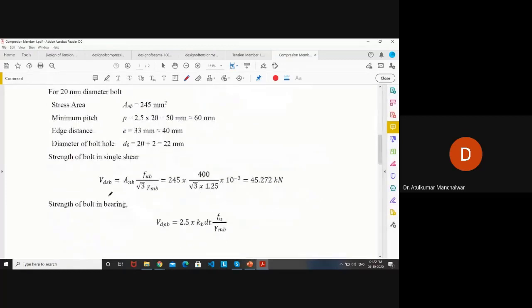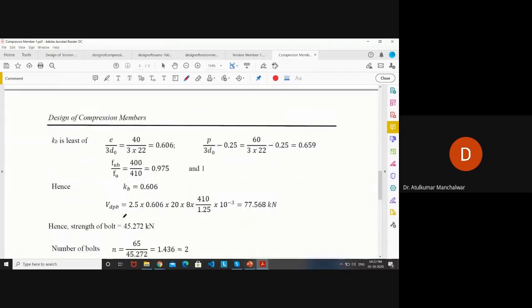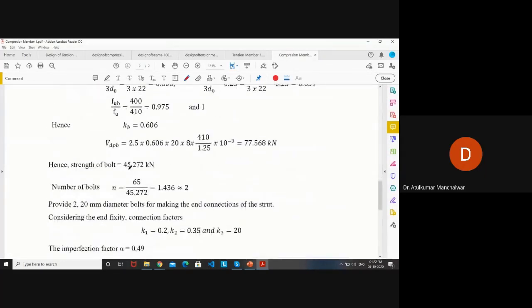The number of bolts is calculated by calculating the bolt strength. How to calculate a bolt strength is another part of the discussion. So finally we are getting the strength of a bolt as 45. The coming force is 65, so to resist 65, nearly 2 bolts will be required because each bolt has 45 strength. The coming force is more than 45, therefore 2 bolts are required.